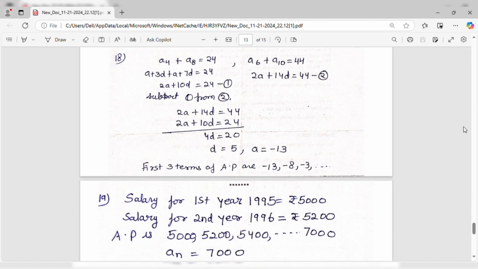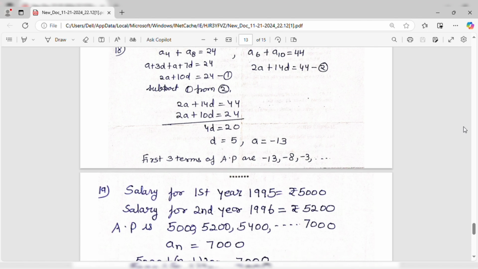18th question. The sum of the 4th and 8th terms of an AP is 24 and the sum of the 6th and 10th terms is 44. We have to find the first three terms of the AP. So we will get two equations from this. After adding a4 and a8, we get the equation 2a plus 10d equals 24. And after adding the 6th and 10th terms, we get the equation 2a plus 14d equals 44. This is the second equation. We will subtract both equations and we will get d as 5 and a as minus 13. So the first three terms of the AP are minus 13, minus 8, minus 3.